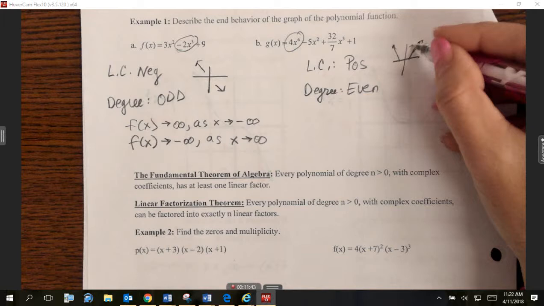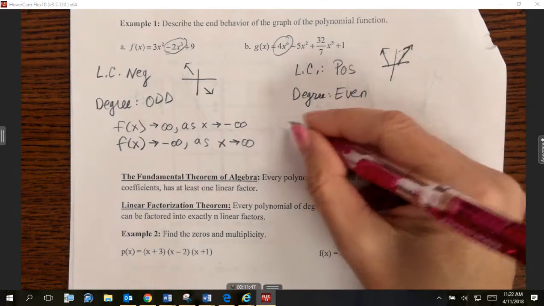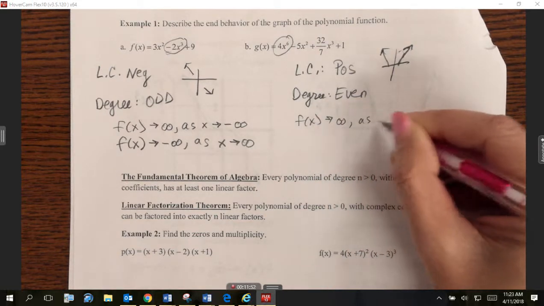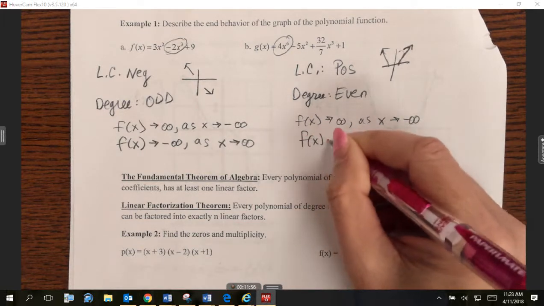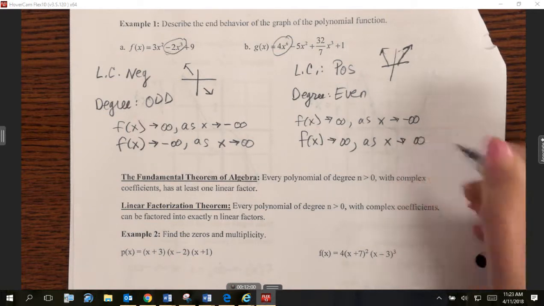Looks something like that. That was messy, sorry. So f of x approaches positive infinity as x approaches negative infinity. And f of x approaches positive infinity as x approaches positive infinity.